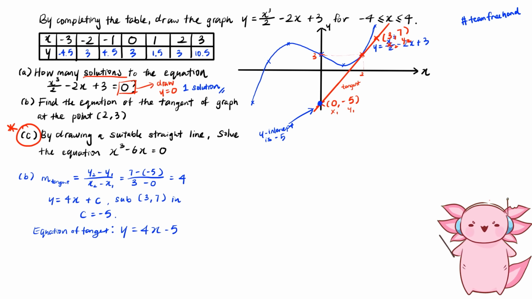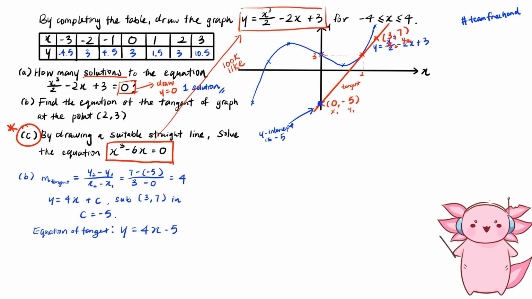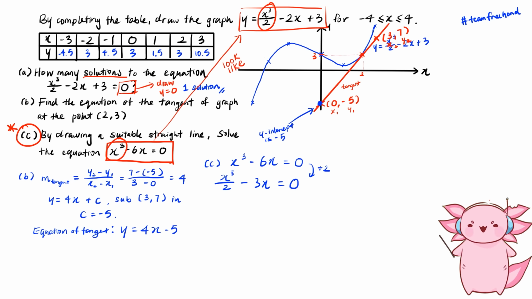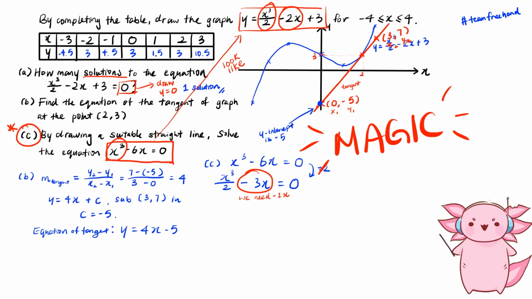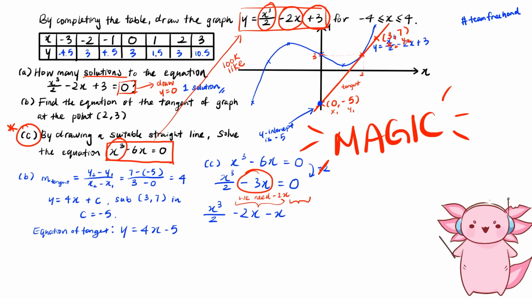Okay, now the last part seems to be really difficult for many students, but the whole idea is to make this equation here look like our original equation. So since it's x cubed divided by 2, let's divide the whole equation by 2. Okay, now, are you ready to see some magic? Since the original equation has a minus 2x term, but our equation now is minus 3x, we rewrite it as minus 2x minus x. And for the plus 3 here, since our equation doesn't have anything, we can rewrite this as plus 3 minus 3.